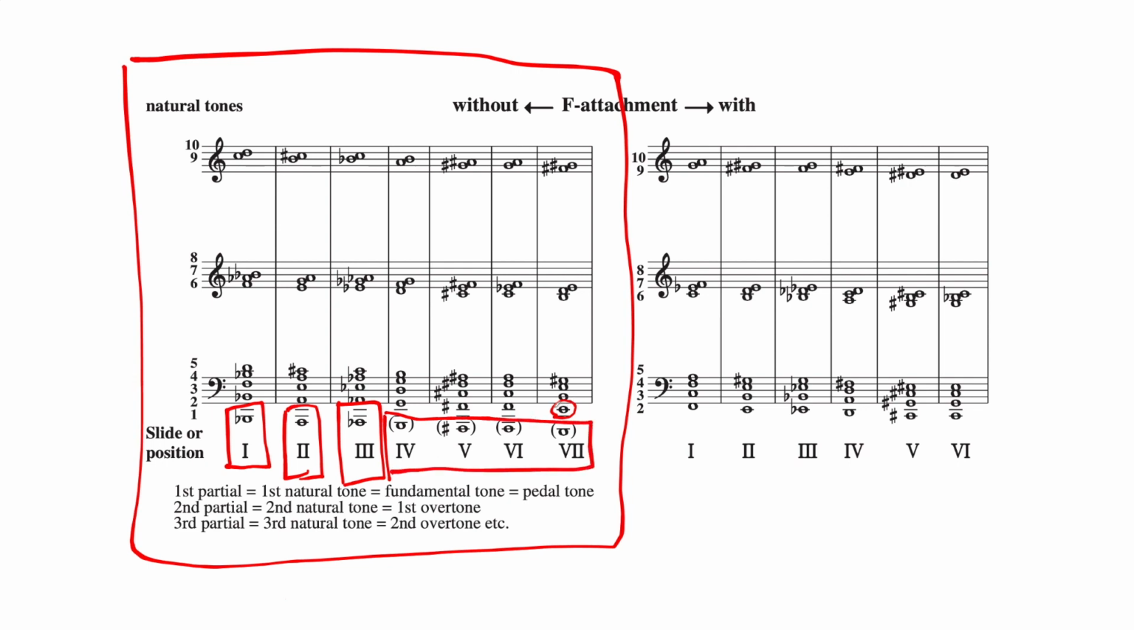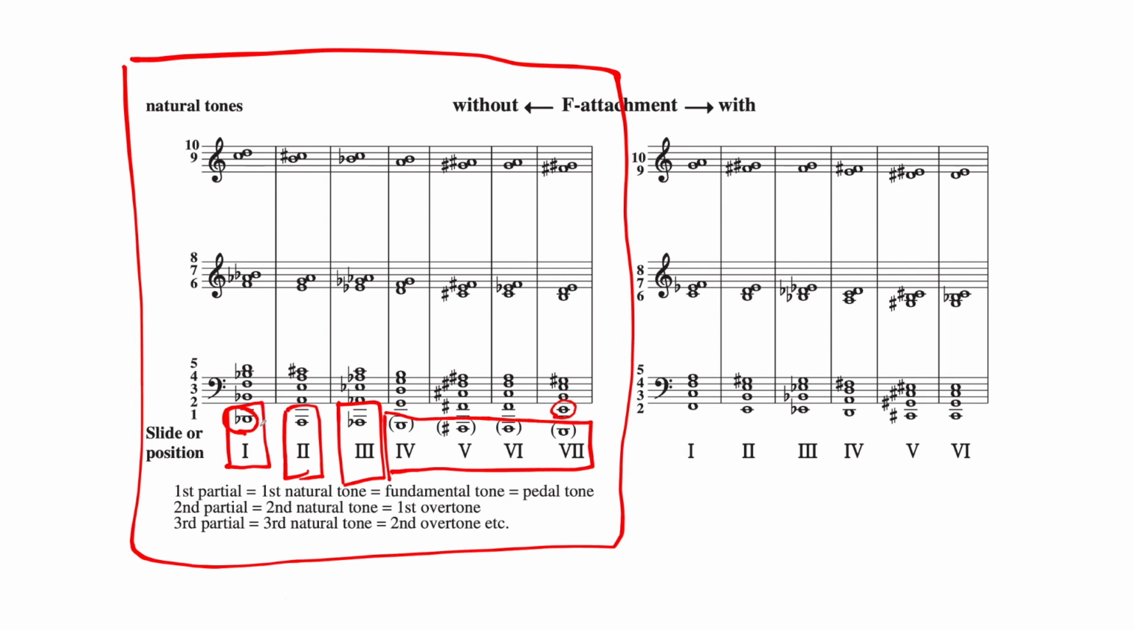This is the lowest pitch here, and then we have a tritone leap. And the next pitch we can play is this B flat. We don't have B natural, we don't have C, we don't have C sharp in this register.